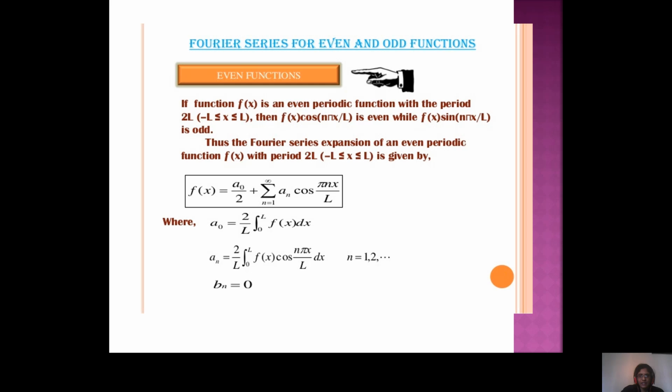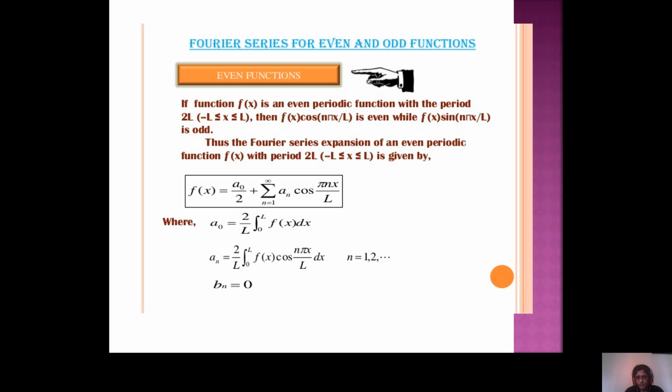So f of x is equal to a naught by 2 plus summation of n equal to 1 to infinity an cos n pi x by L, where a naught is 2 by L integration of 0 to L f of x dx, and an is 2 by L integration of 0 to L f of x cos n pi x by L dx, where n equal to 1, 2 and so on. And Bn is 0, because in the even function cos n pi x by L is considered and sin n pi x by L is the odd function. So the Bn part will be 0.